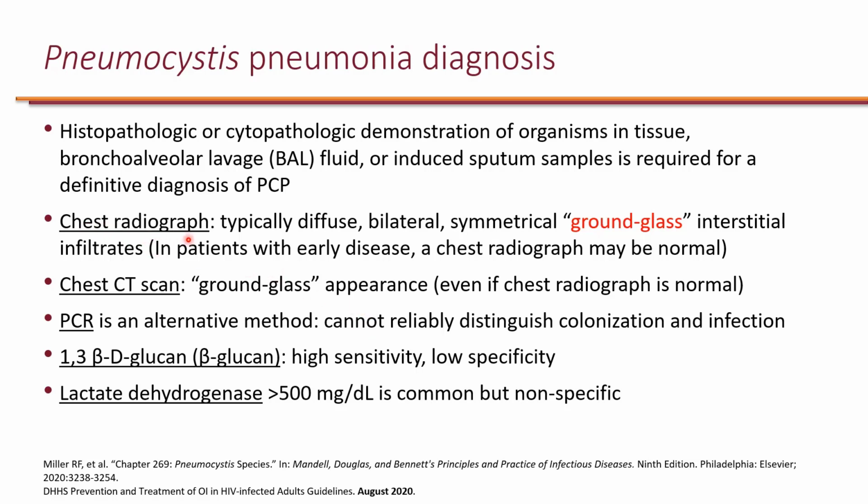If you have a chest radiograph, so basically a chest x-ray, you will see symmetrical ground glass infiltrates. On chest CT, you will also see the same. The benefit of chest CT is that even if the chest x-ray is normal, you can still see the ground glass appearance on the chest CT. PCR is an alternative method. It's an alternative because it's expensive, and it also cannot distinguish between colonization and infection. And there's also the beta-glucan test, which is highly sensitive but has low specificity.